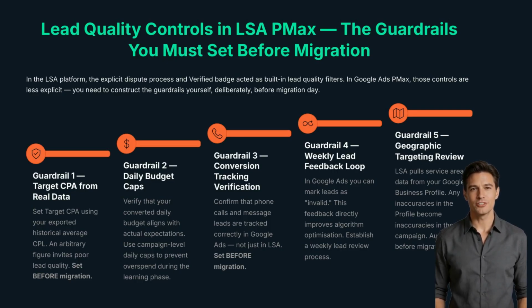Audit your Google Business Profile. LSA campaigns draw their targeting information from your business profile: service areas, service types, hours. Inaccuracies in the profile become inaccuracies in the campaign. Fix them before your migration date, not after.